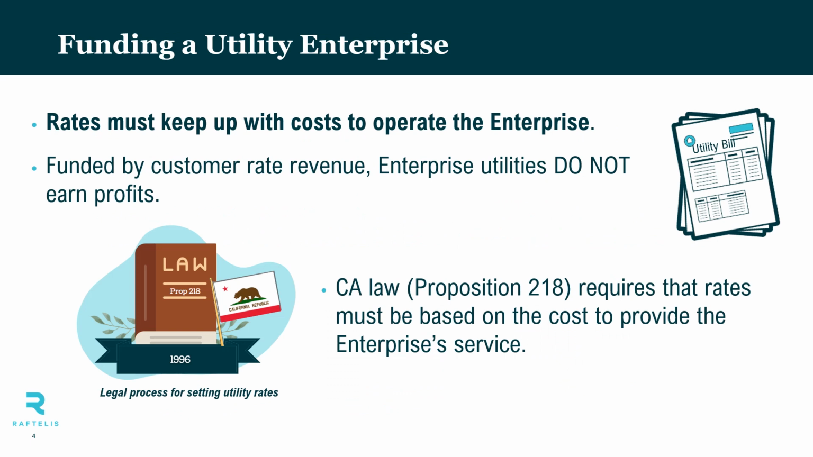Utilities must pay for themselves and meet minimum debt and reserves to maintain a financially healthy utility. They must keep up with rising costs and be able to implement critical capital projects that are mandated or necessary for the health and safety of customers. Enterprises are funded by customer rate revenue as a not-for-profit business. And California law requires that rates must be based on the cost of providing the enterprise's service.